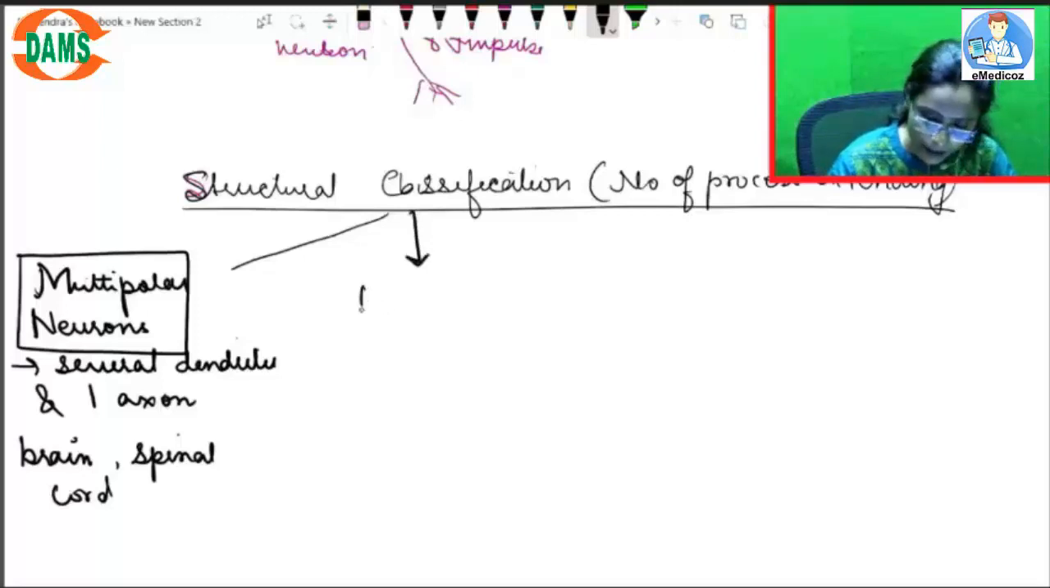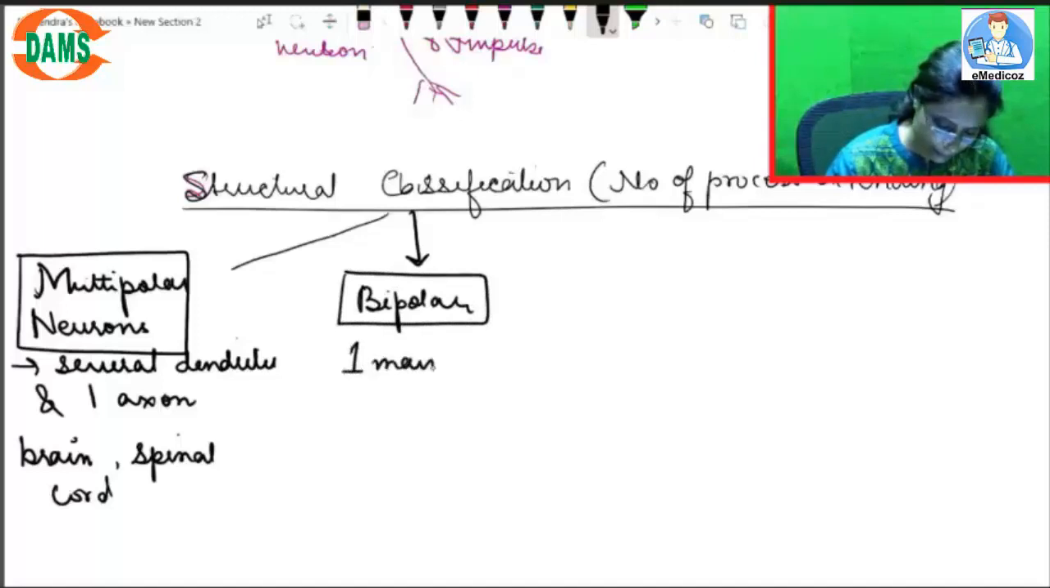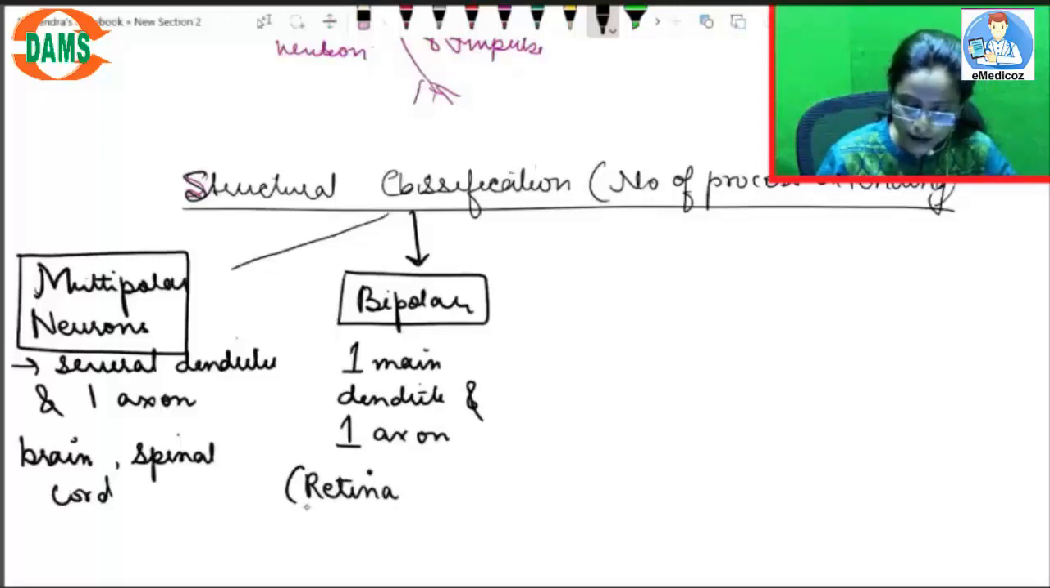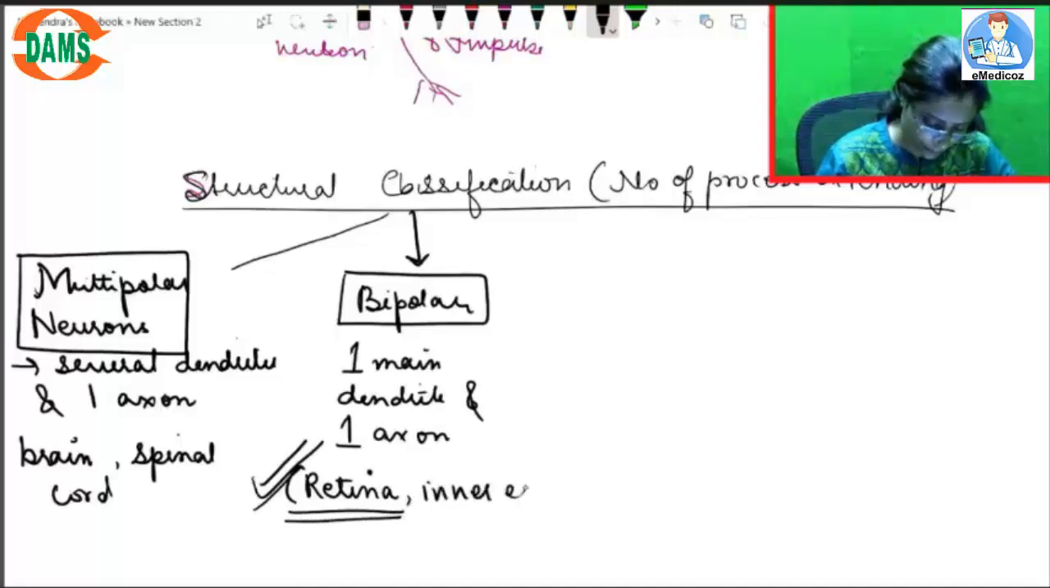The next is bipolar. This has one main dendrite and one axon. मतलब एक मेन डेंड्राइट होता है और एक ही एक्सॉन होता है. इसके कहाँ प्रेजेंट होते हैं? ये रेटिना. The best example is the retina, and this has been asked in many questions. Also the inner ear and the olfactory area of the brain.